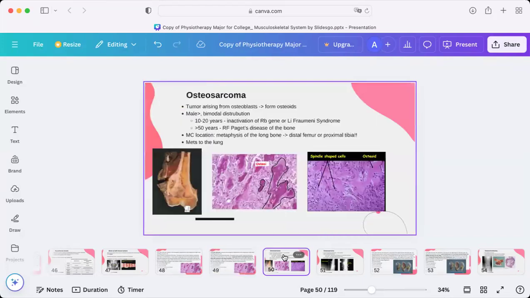Guys, in someone who does an X-ray and they have osteosarcoma, what two hallmark findings would you find in their X-ray? Good job. What's Codman's triangle and what's sunburst appearance? What is it? Good job.